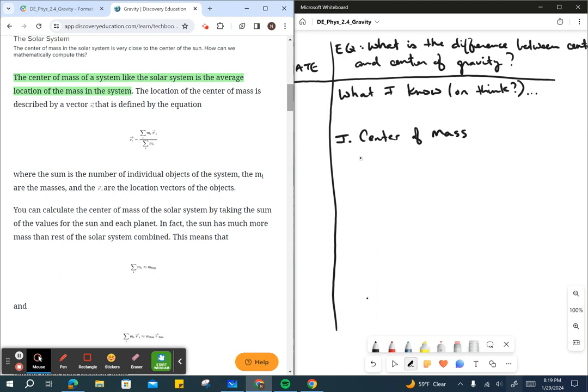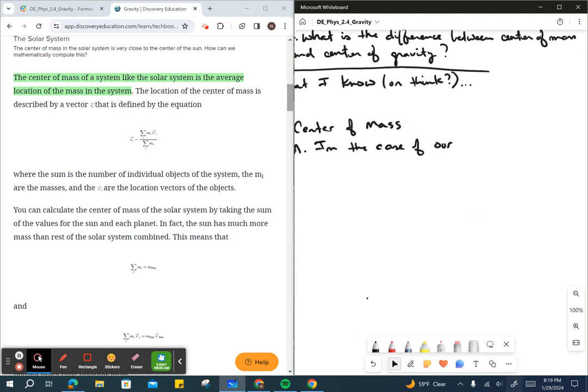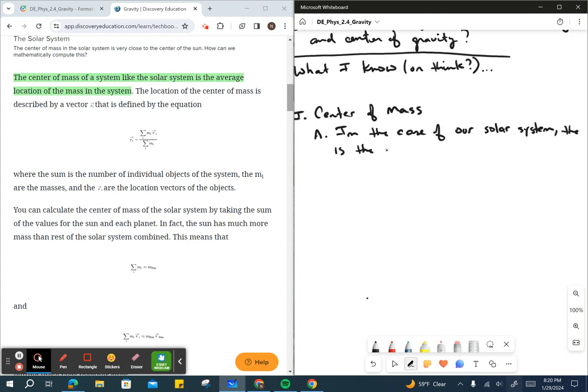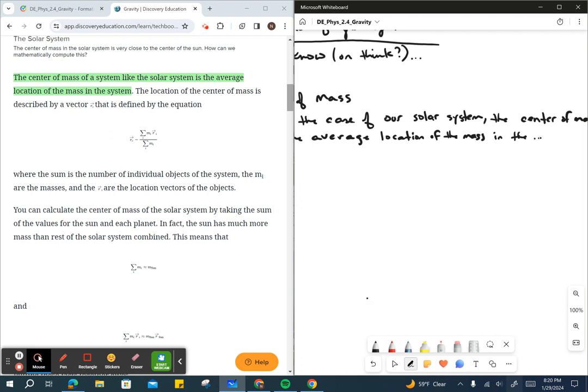So let's go ahead and write that down. In the case of our solar system, comma, the center of mass is the average location of the mass in the system.